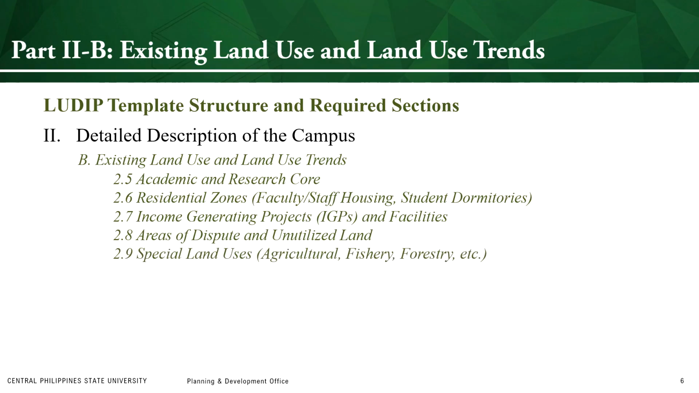Section 2.9, Special Land Uses. Identify lands used for non-academic purposes, agriculture, fishery, forestry, commercial operations, recreation, and transport systems. Understanding these uses is essential for balancing institutional goals with community engagement and environmental stewardship.